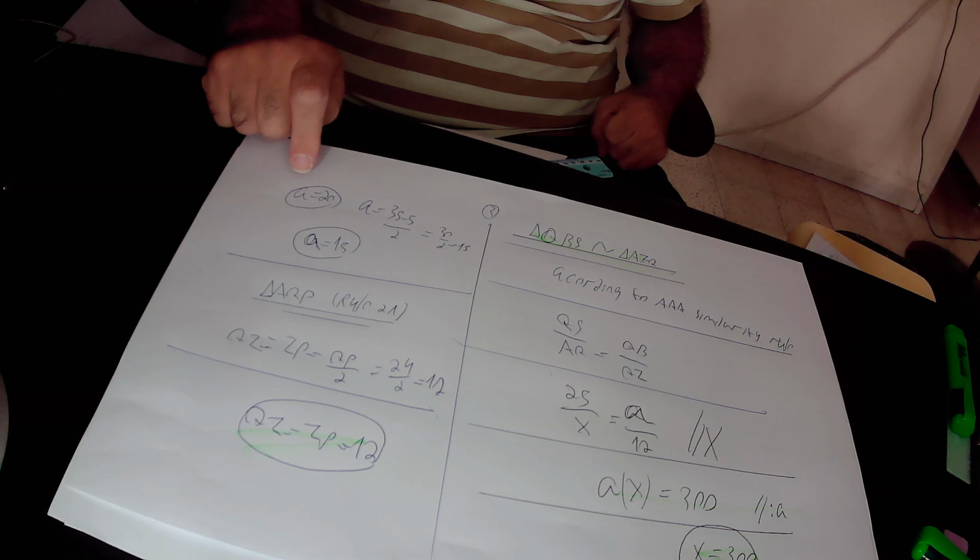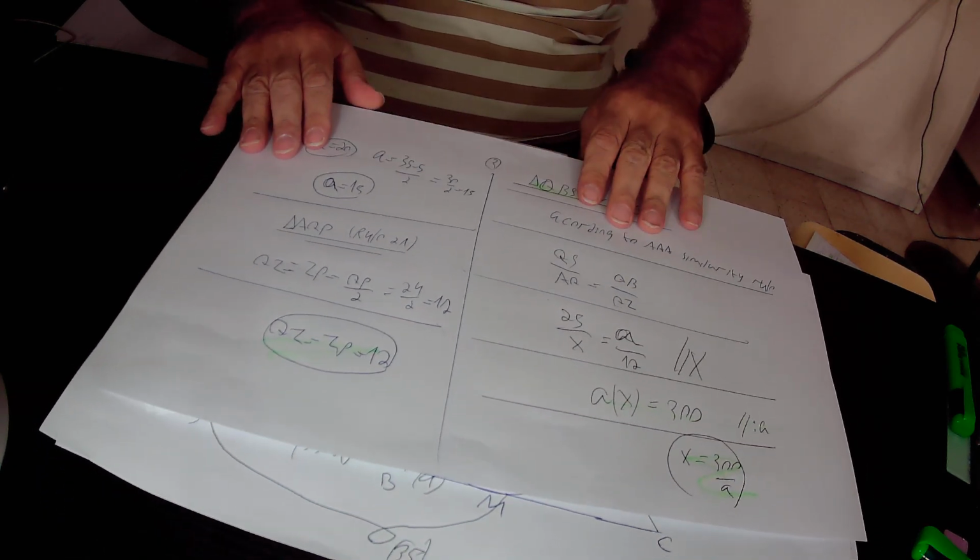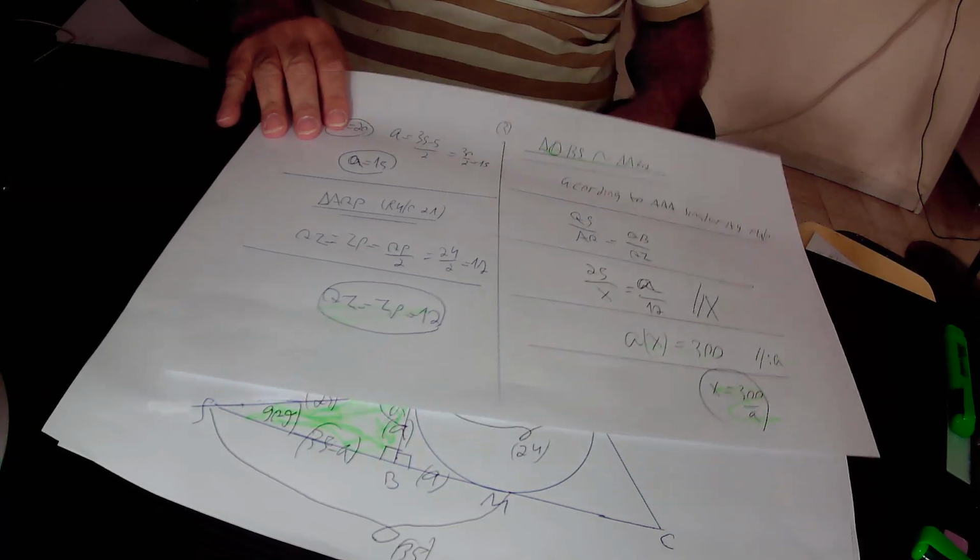The first solution for a is that a equals 20. So in the next step, we do a construction.